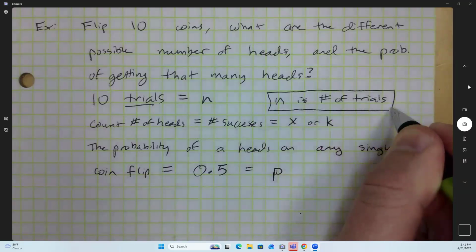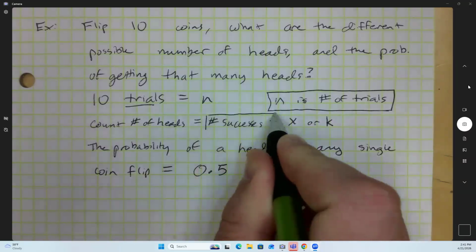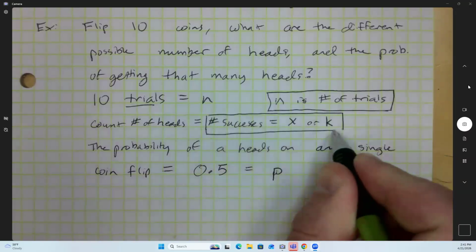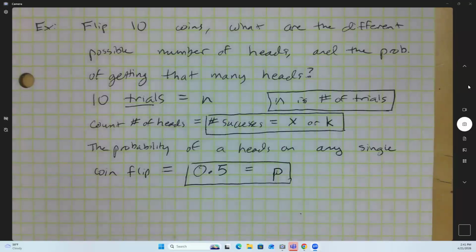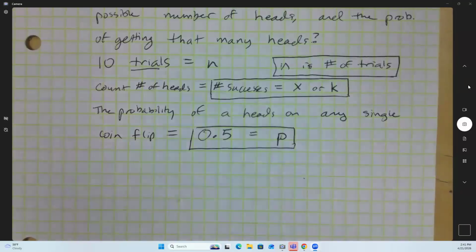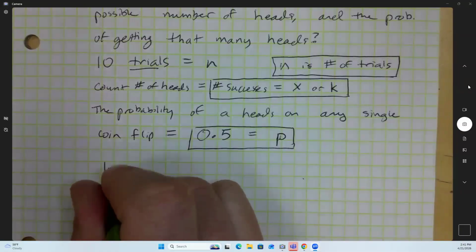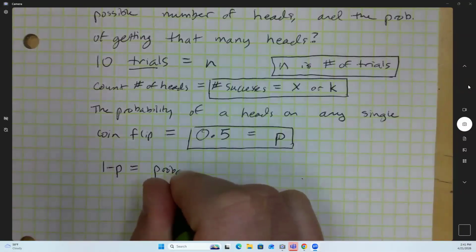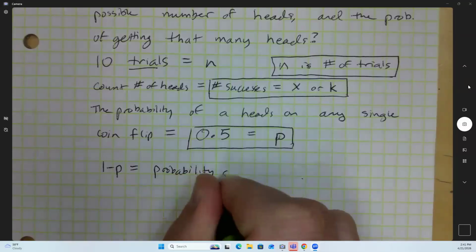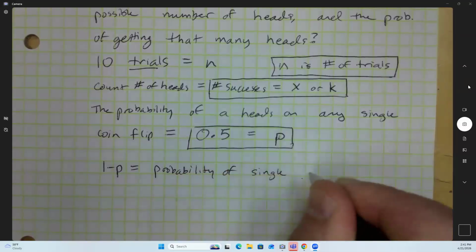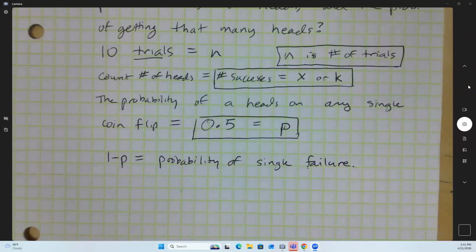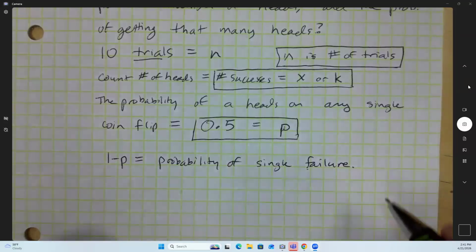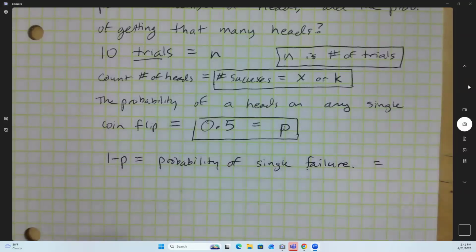N is the number of trials. X or K is the number of successes. P is the probability of a single success. And of course, you could have a single failure. So 1 minus p is the probability of a single failure, which in this case is 0.5.